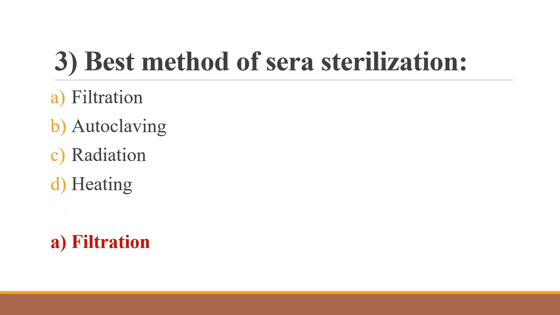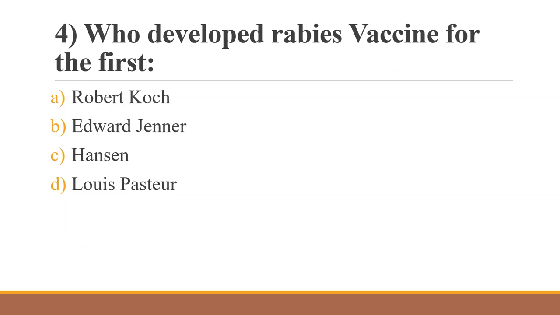Then fourth question, who developed the rabies vaccine first? Option A, Robert Koch. Option B, Edward Jenner. Option C, Hansen. Option D, Louis Pasteur. Answer is option D, Louis Pasteur. Robert Koch is the father of bacteriology.